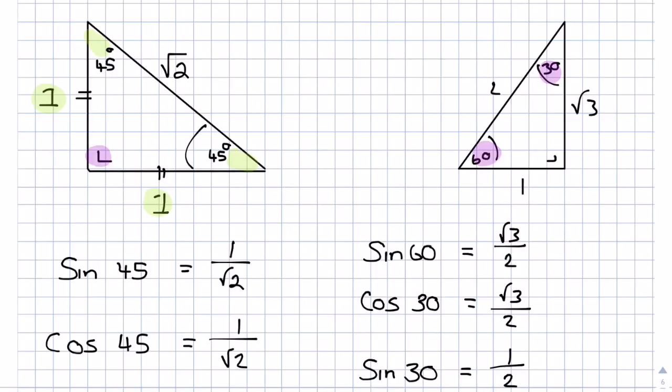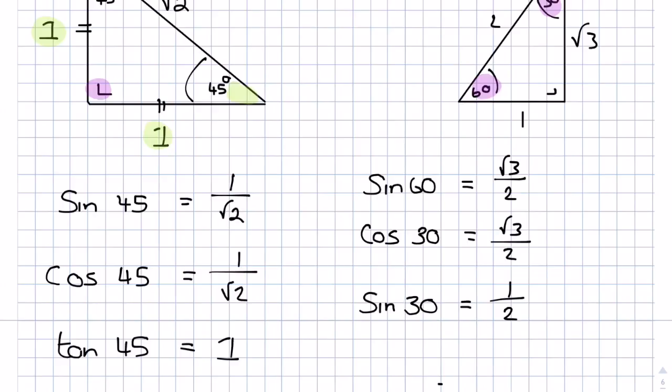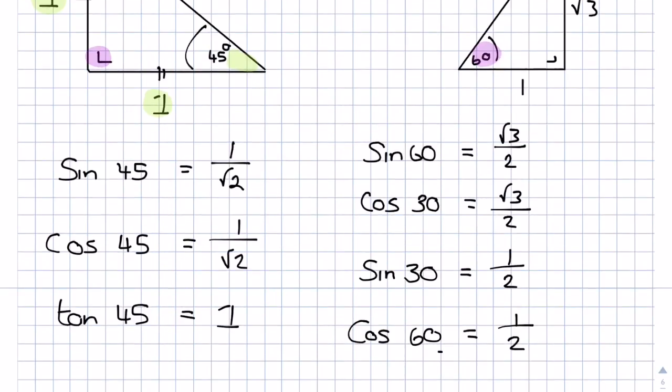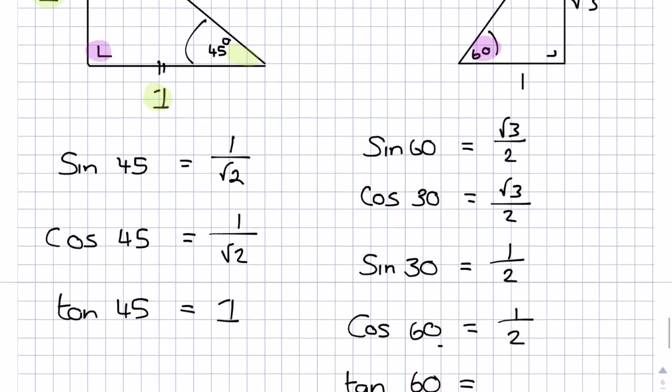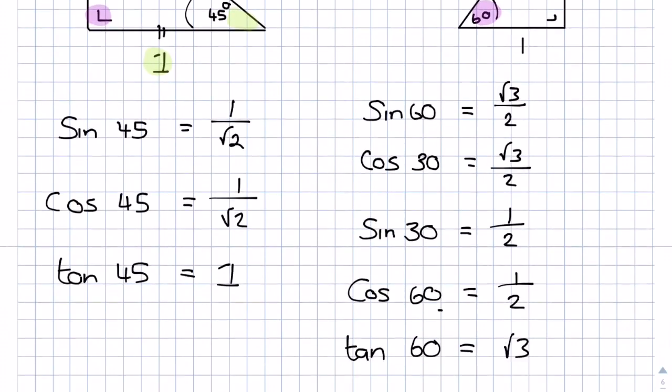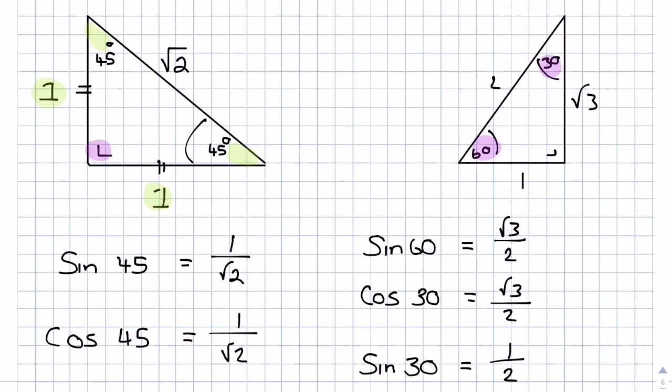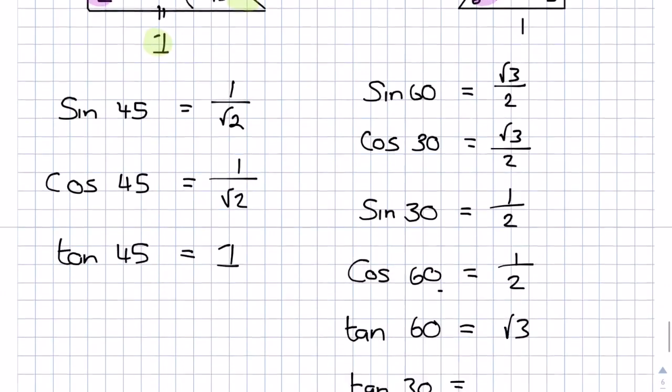Alright. And let's get the cosine of 60, which is the adjacent over the hypotenuse, which is a half. And again, that makes sense because 30 and 60 are complement angles, so the sine of 30 should be the same as the cosine of 60. And then the last one we have is the tan of 60, which is the opposite, which is root 3, over the adjacent, which is 1, so that's just root 3. And the tan of 30 is the opposite over the adjacent, which is 1 over root 3.